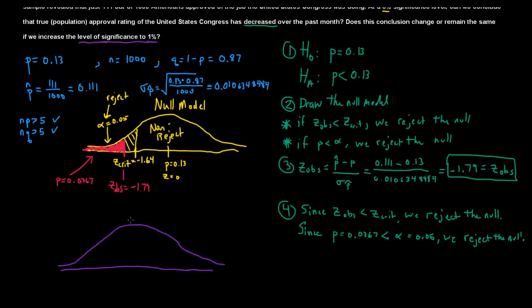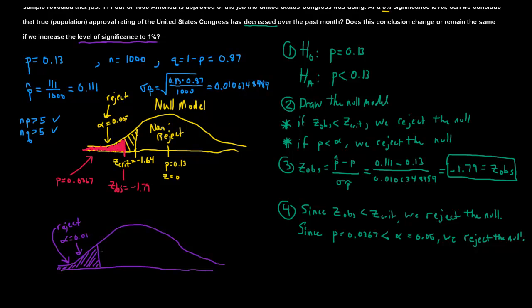Now again, we're dealing with the left-hand test. That's going to be the same, but the only difference is where our shaded region is going to be. Because here, alpha is equal to 1%, so 0.01. That's that shaded region. Again, the shaded region is our rejection region.